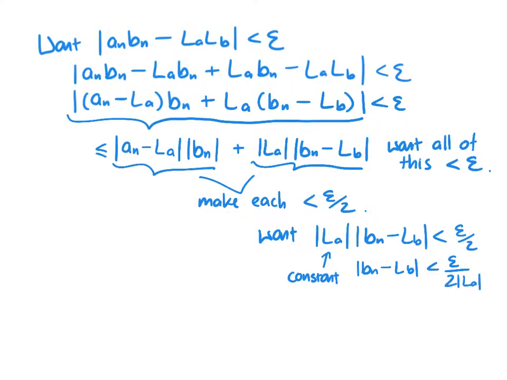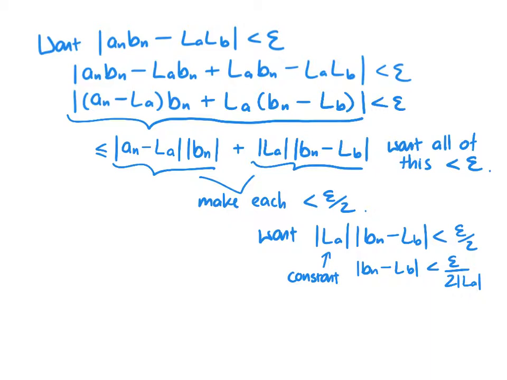We want the absolute value of b_n minus L_b to be less than epsilon over 2 times the absolute value of L_a. We can make this happen. b_n converges to L_b, so we can make that difference as small as we want, right? Including less than epsilon over 2 times the limit of a. Okay, how do we deal with the b_n? b_n is bounded.